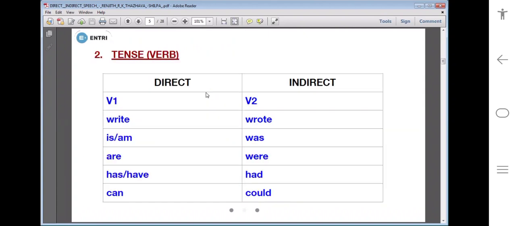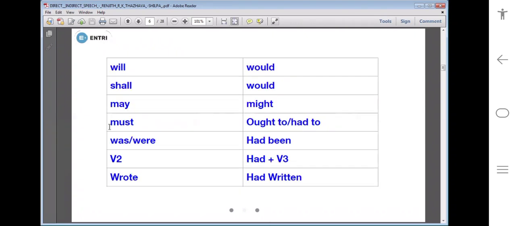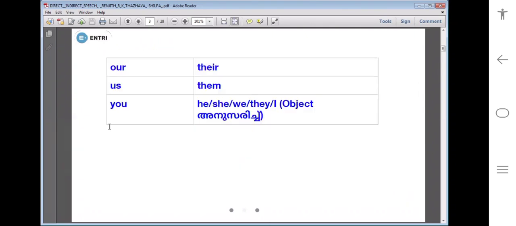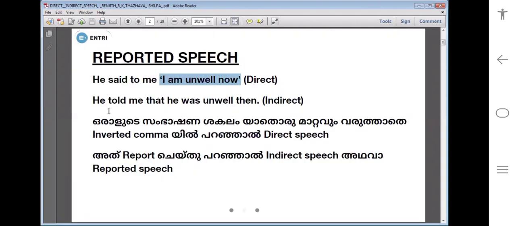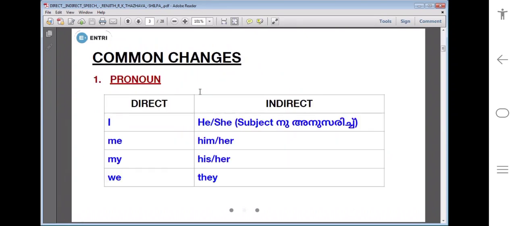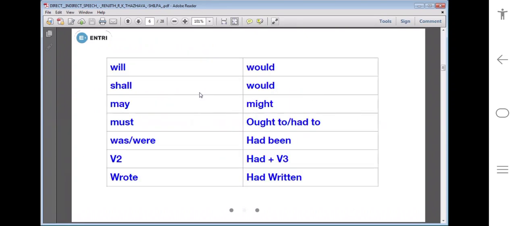Then we have a change of verb. Look here, present form. This changes only for the past form of the reporting verb. If it is present, then you need not change this present tense. According to the reporting verb only, we change the tense of the reported speech. Is that clear? Now let's see the change of tense.